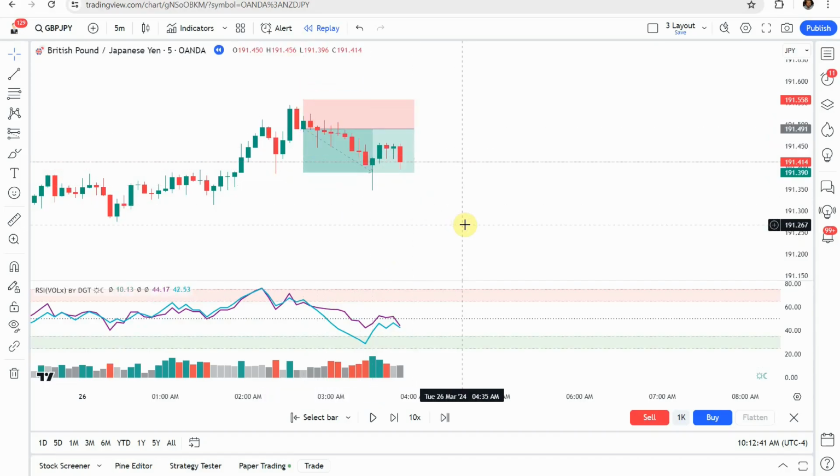And another really nice push to the downside, getting us to our take profit once again. All right, so that puts us at the end of the testing right there.